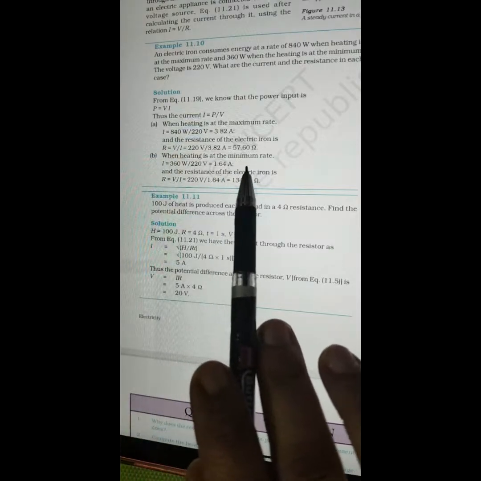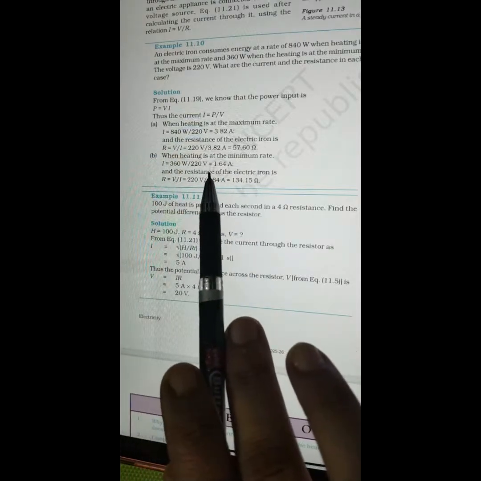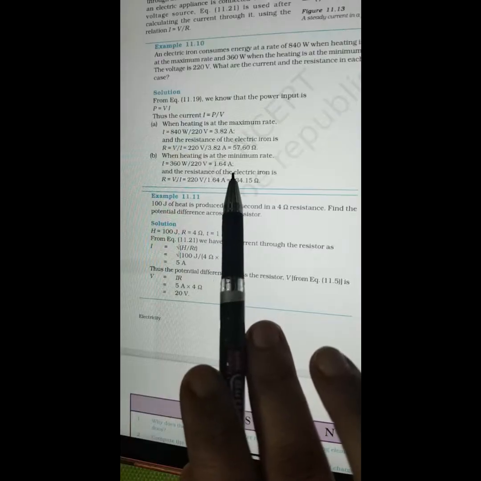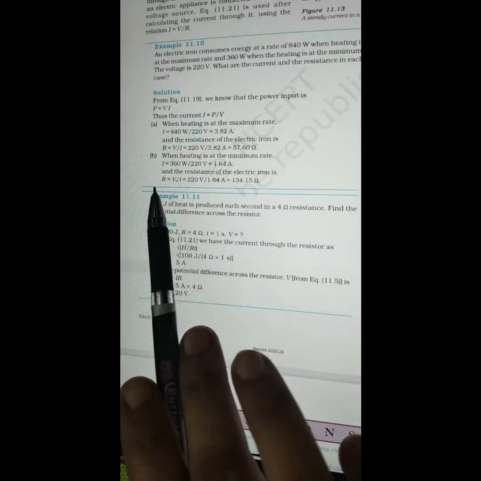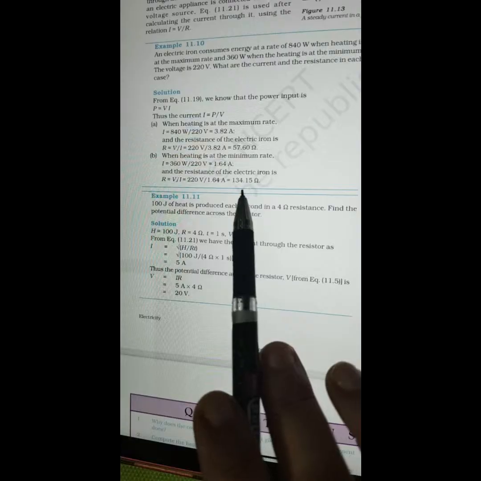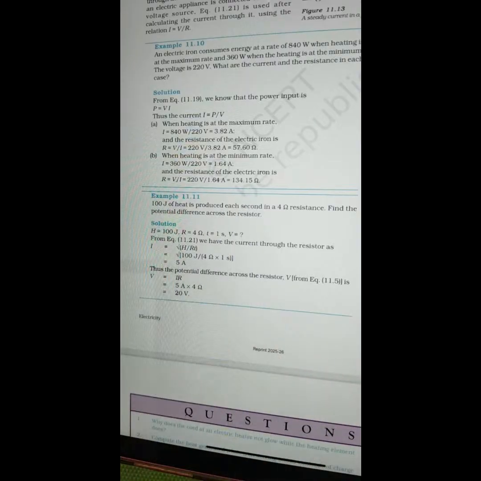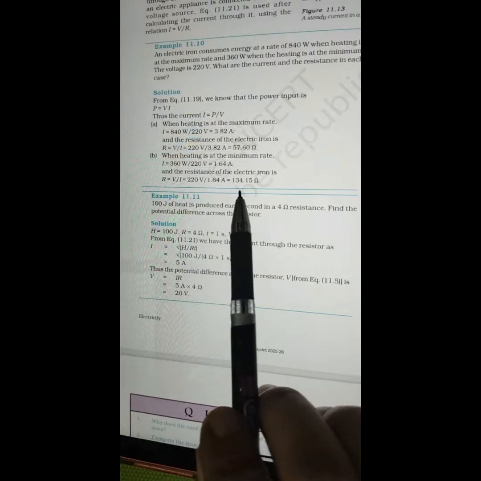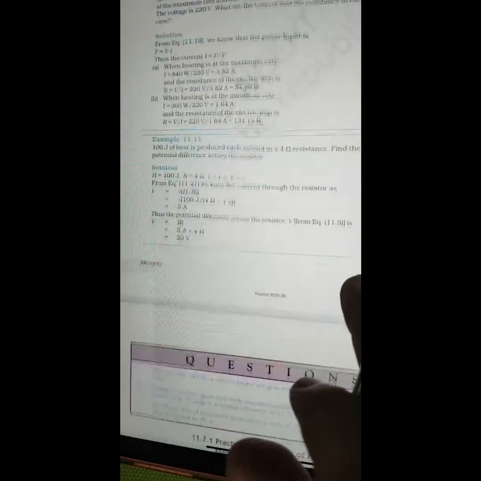When heating is at the minimum rate, I can be calculated as 1.64 ampere after placing the values. And the resistance of the electric iron can be calculated with the help of the formula R is equal to V by I. So it will come out to be 134.15 ohm.